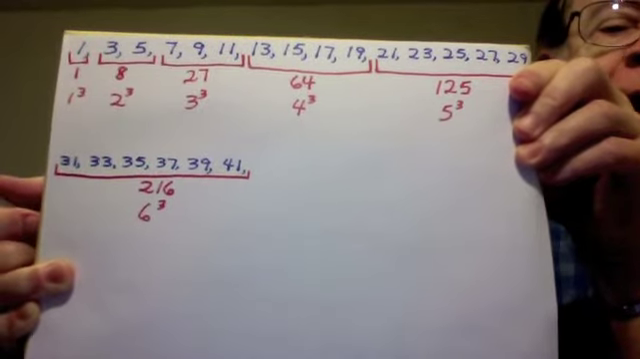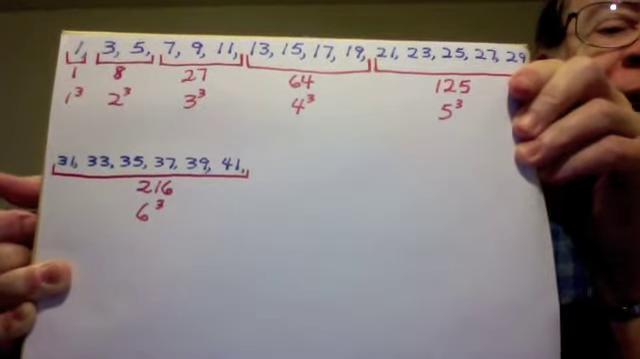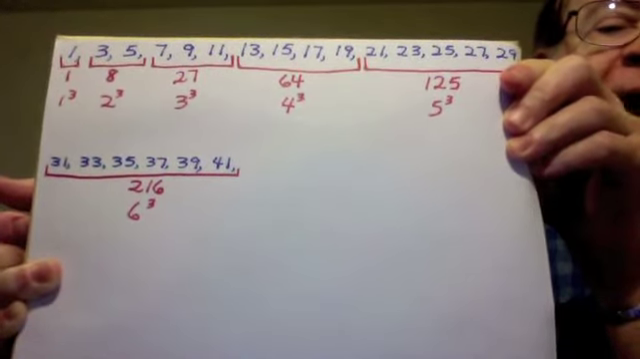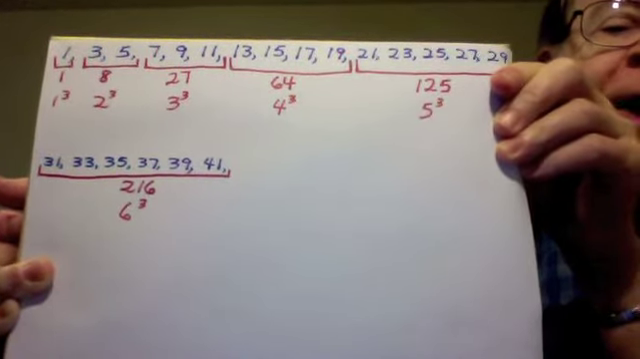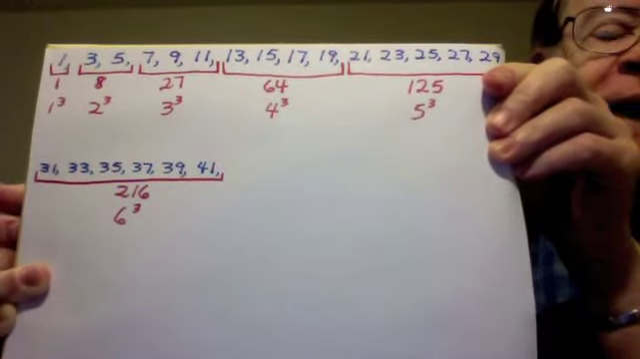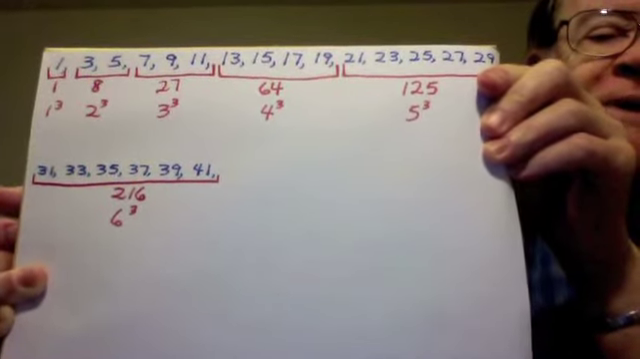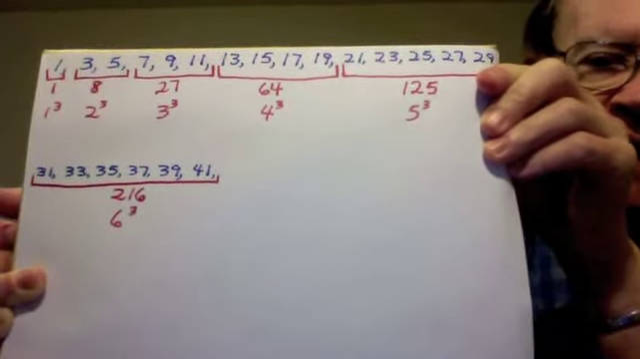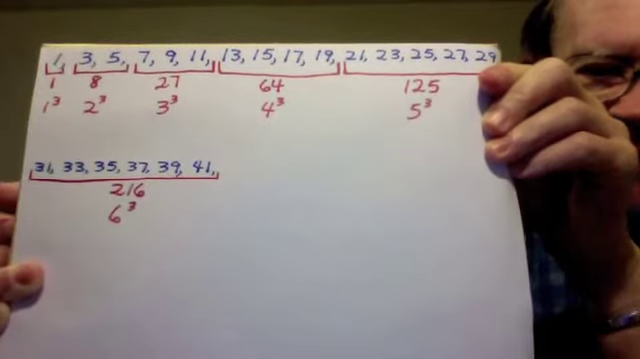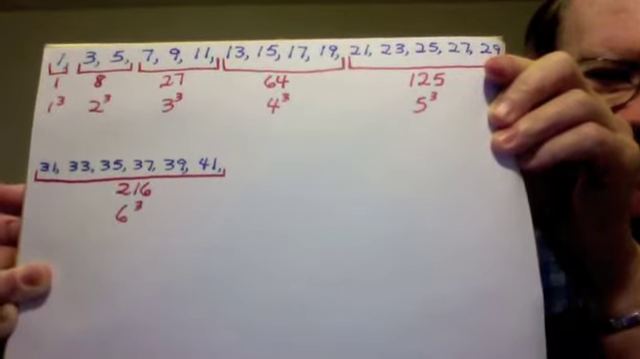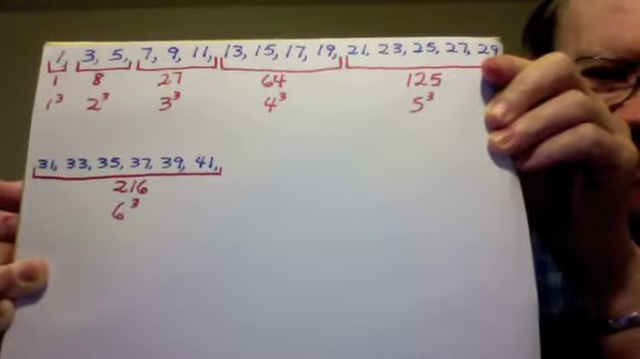The next four numbers in the sequence add up to 64, which is 4 to the third power. The next five numbers in the sequence add up to 125, which is 5 to the third power. The next six numbers in the sequence add up to 216, which is 6 to the third power, and I have determined that this pattern goes on indefinitely, and I asked the question, why does this work?